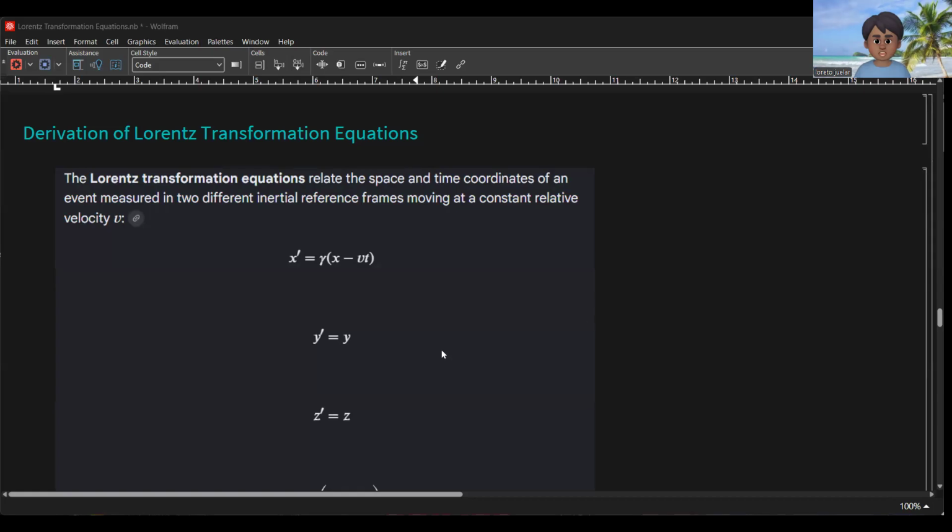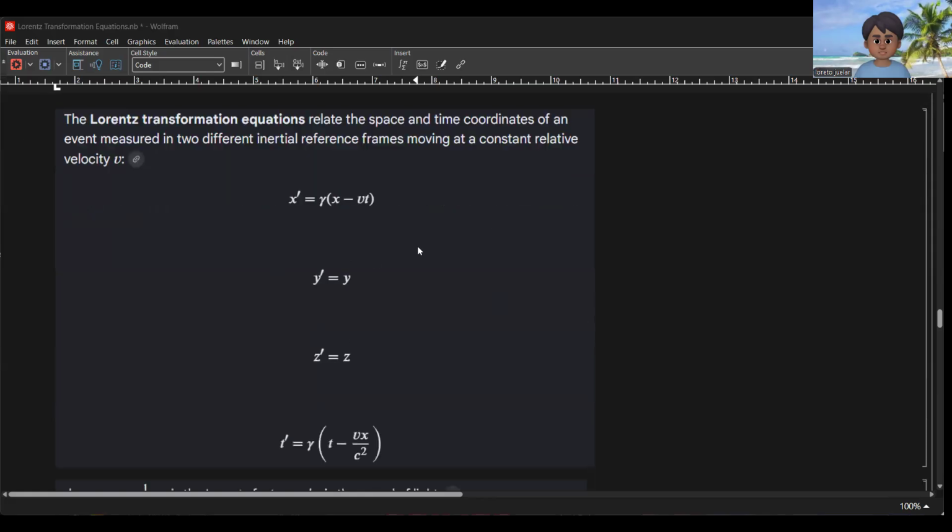Derivation of Lorentz transformation equations. So the Lorentz transformation equations relate the space and time coordinates of an event measured in two different inertial reference frames moving at the constant relative velocity v.